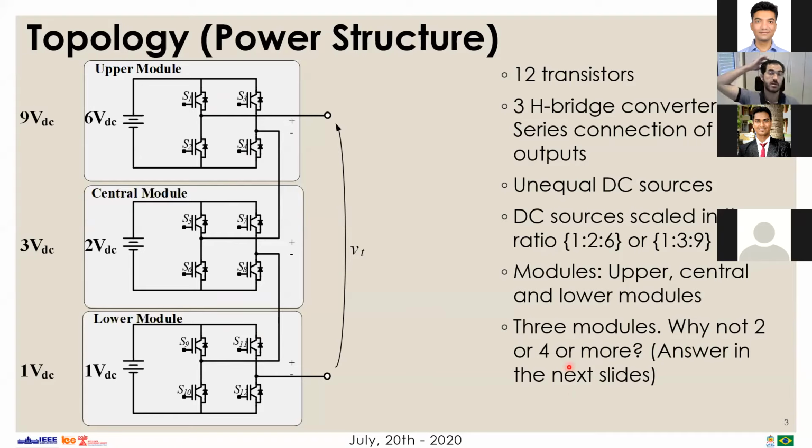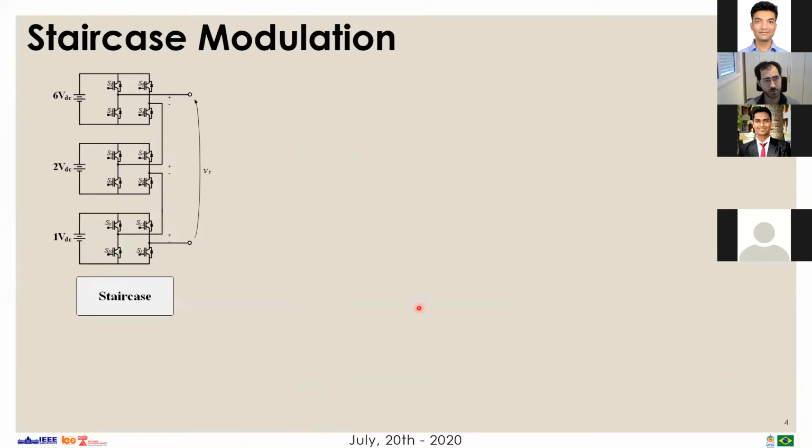Because we know that in multilevel, it's common to find several modules. If you take a look at an example, the MMC multilevel inverter, we see that there are 8, 10 modules. If you see the symmetric topology also, you can find a lot of modules. But this in particular has 3 modules only. I'll try to answer why not use 4 and more and not use 2. Let's first take a look at the staircase modulation and try to understand how the transistors turn on and off.